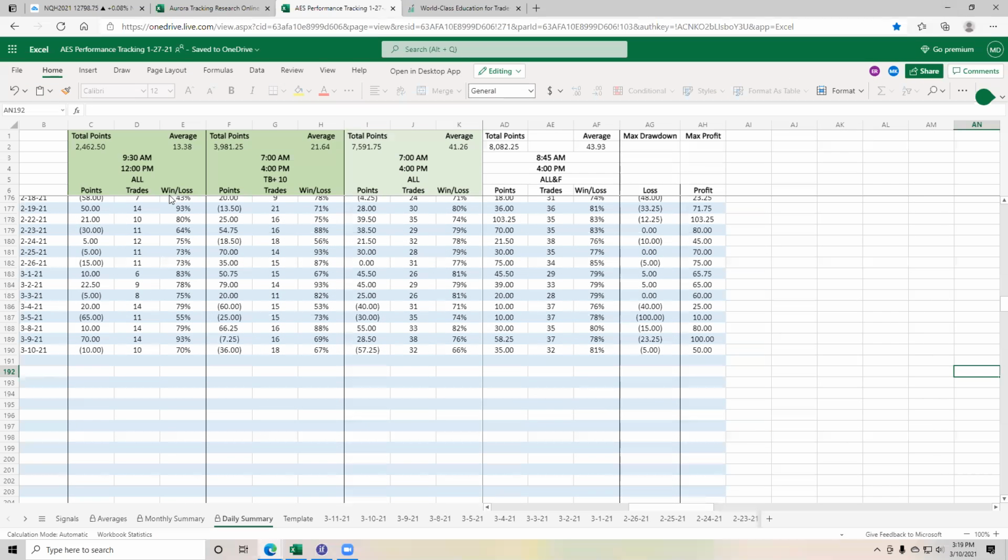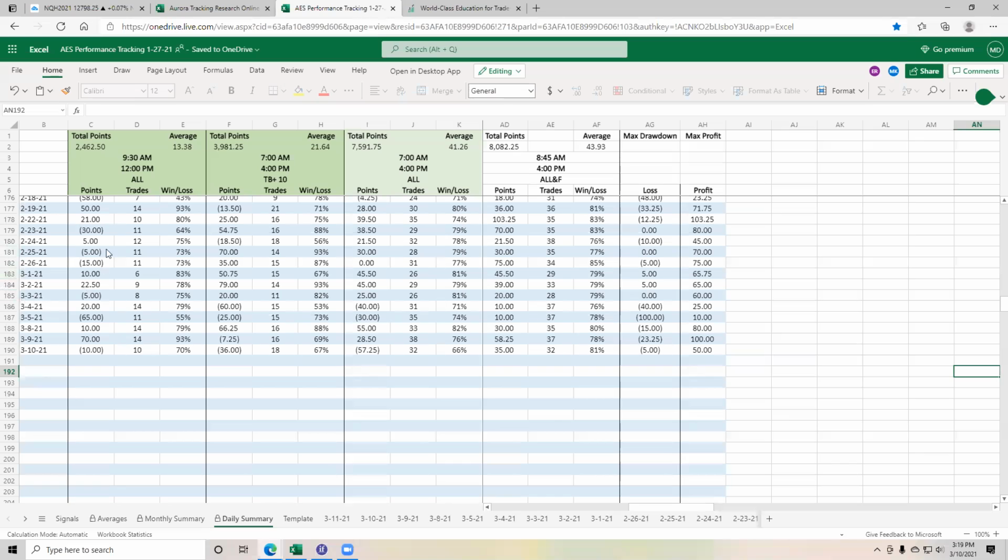There are three categories that we primarily track. When I say categories, there's a number of different combinations that traders can take of the time of day that they trade and the signals that they trade. As I mentioned, there's four primary signals on the adaptive entry system. And then in addition to that, we also trade fractals. So there's really five signals.